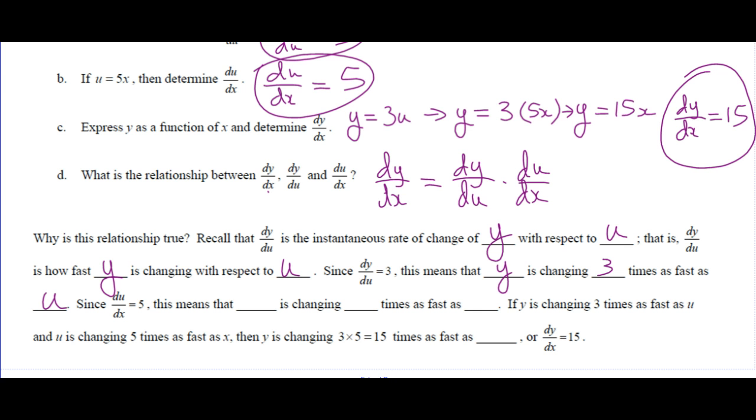Since du by dx is 5, this means that... not y, u. U is, shouldn't that be UR? I don't know. U is changing, sorry, what goes in? 5 times, just fill it in. If y is changing 3 times as fast as u, and u is changing 5 times as fast as x, then y is changing 3 times 5, or 15 times as fast as x. Or dy by dx, the instantaneous rate of change of y with respect to x is 15. Okay?